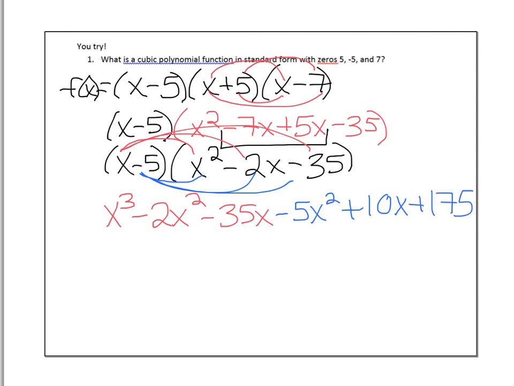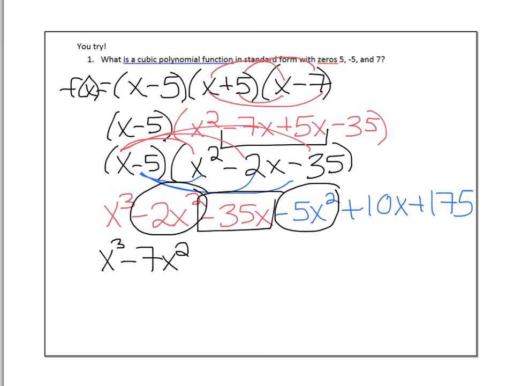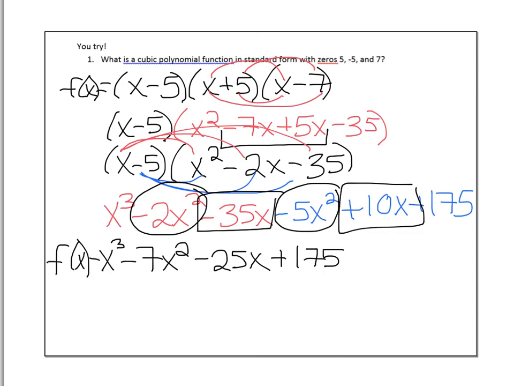Looking for like terms, there's only one x cubed. There are some x squareds, though, that can be put together. Negative 2 and negative 5 makes negative 7x squared. Negative 35x, positive 10x, makes a negative 25x. And last but not least, our positive 175. Again, this is a function, so remember to put f of x equals at the beginning. And that's what you should have gotten for number 1.